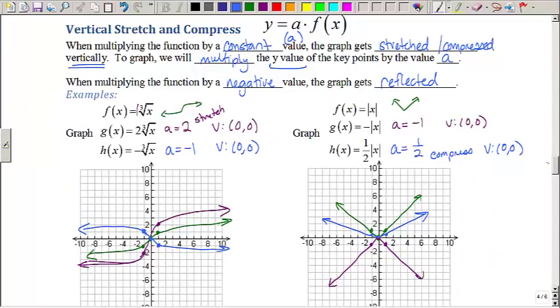So that concludes our three types of transformations: the vertical shifting, the horizontal shifting, and the vertical stretch or compression with a reflection. Next, we're going to put all of these together and give you several examples.